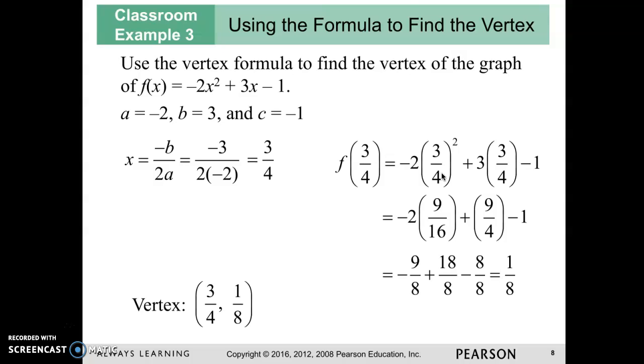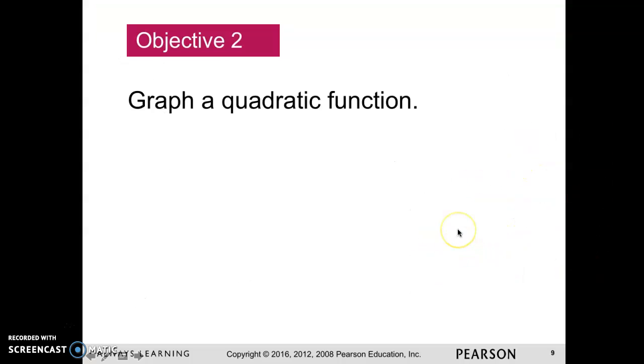So the vertex will be 3/4, 1/8. Make sure that you do this before you look at the answer.